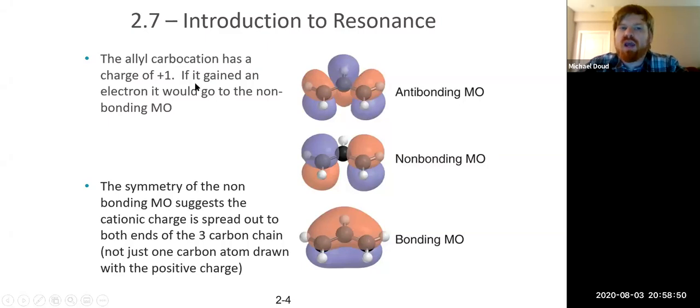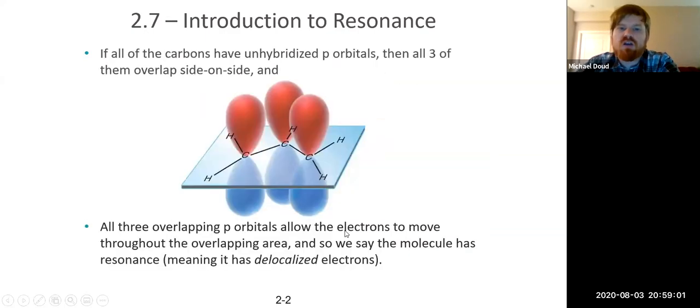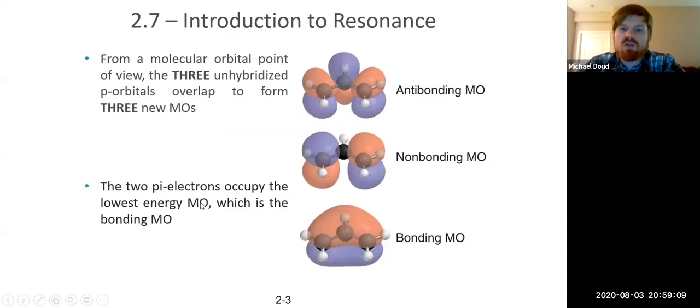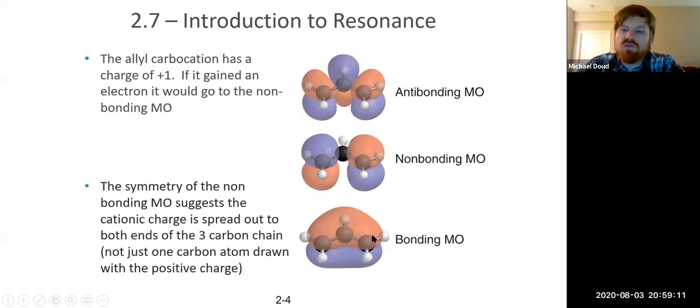Because this allyl carbocation has a charge of +1, it's going to have a full bonding molecular orbital. It has two electrons, right? Think of the number of pi electrons. It's got two pi electrons. Here, I can go back and show you. Those are the two electrons that are involved in the pi bond. There's no other. This is an empty p orbital here. There's only those two. So then in molecular orbital terms, you fill the bonding molecular orbital, and then you have zero electrons in the non-bonding and zero electrons in the antibonding.